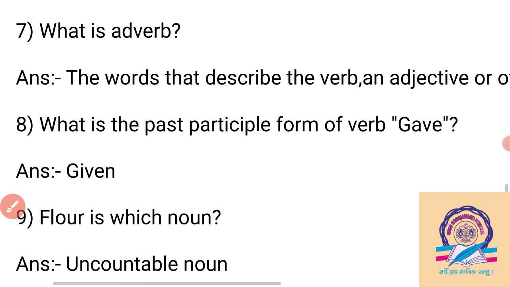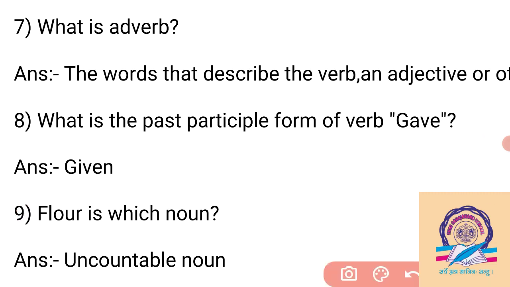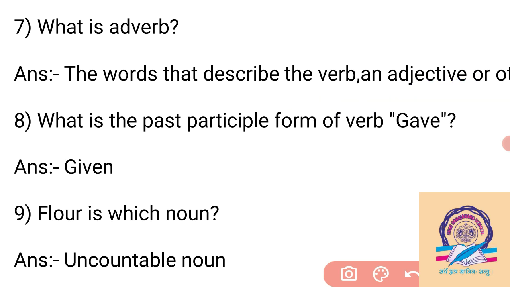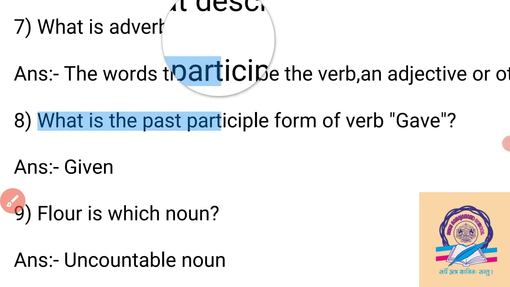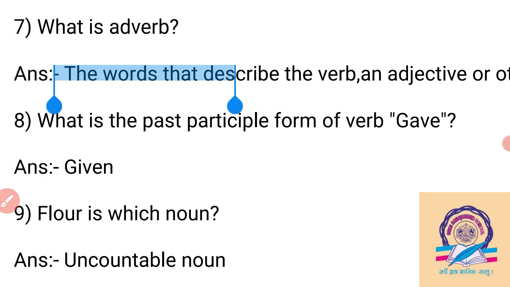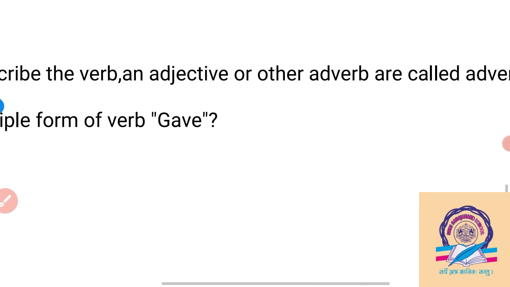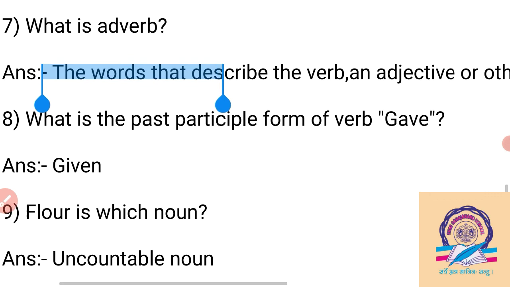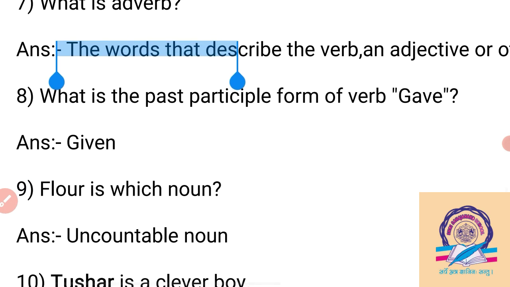And what is an adverb? The word that describes the verb, an adjective, or another adverb is called an adverb. So we can say that an adverb modifies the verb here. The word that describes the verb, an adjective, or another adverb is called an adverb.